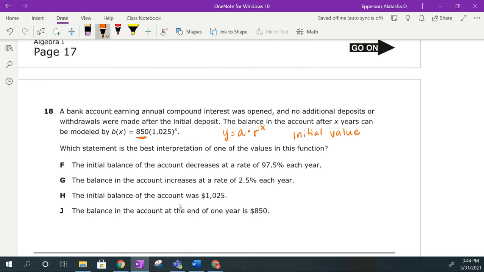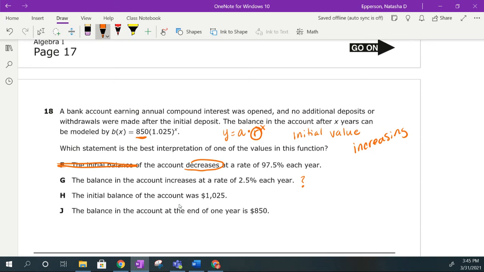1.025, that is the r value. If I add those together, that means that my value is greater than 1. That means this is an increasing function. Whenever your r is greater than 1, then we have an increasing, we have a growth. F says account decreasing. That's gone. G says account increases at a rate of 2.5 per year. This might be a good answer.